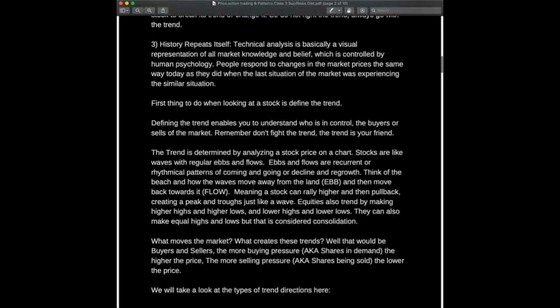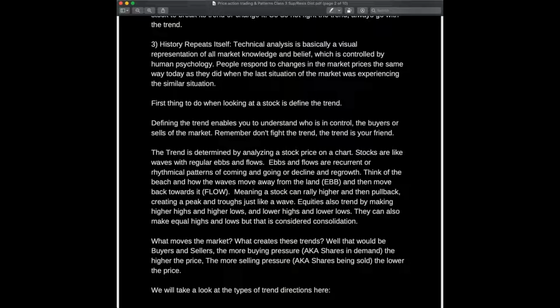The trend is determined by analyzing a stock price on a chart. Stocks are like waves with ebbs and flows. Ebbs and flows are recurrent and rhythmic patterns of coming and going, or decline and regrowth. Think of the beach and how the waves move away from the land, the ebb, and then move back towards it, the flow. Meaning a stock can rally higher and then pull back, creating a peak and trough.